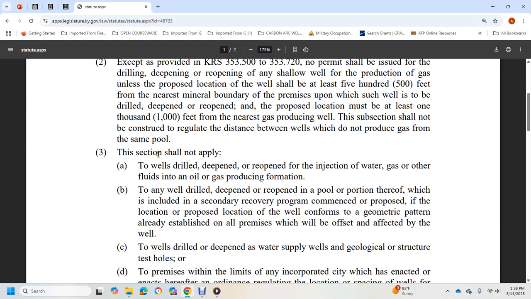This section shall not apply to wells drilled, deepened, or reopened for the injection of water, gas, or other fluids into an oil or gas producing formation, to any pool or portion thereof which includes a secondary recovery program commenced or proposed, if the proposed well location conforms to the geometric pattern already established on all premises which are offset or affected by the wells.